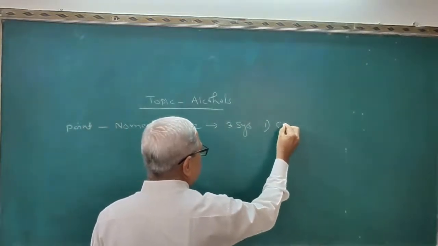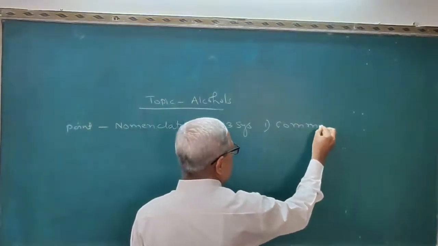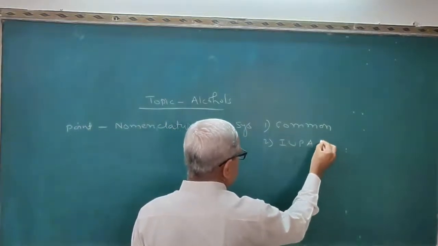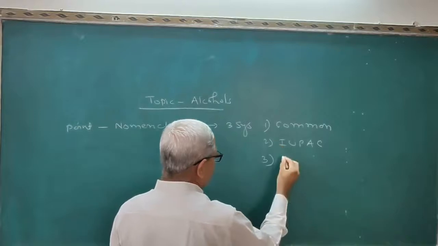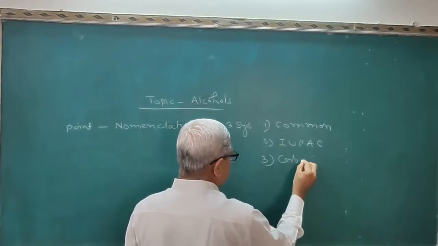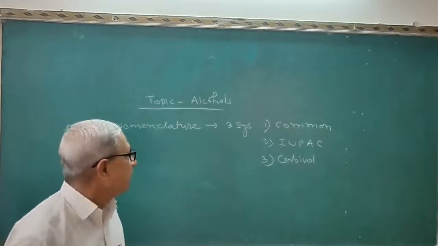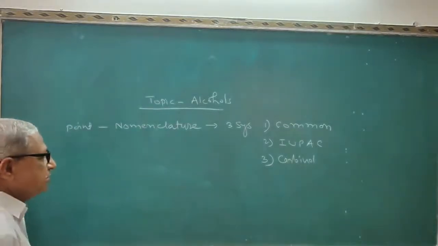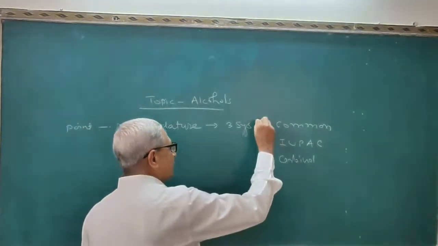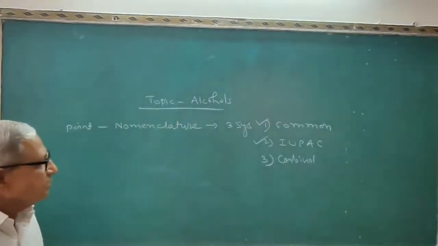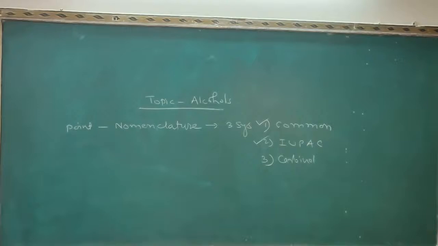One is the common system. Second is the IUPAC system. Third is the carbinol system. These are the three systems used for the nomenclature of alcohols. In the last lecture, we completed these two systems, the common system and the IUPAC system.